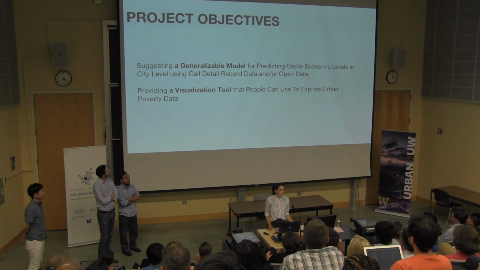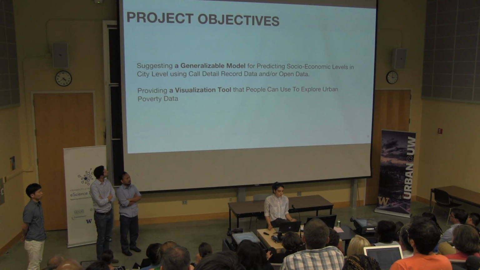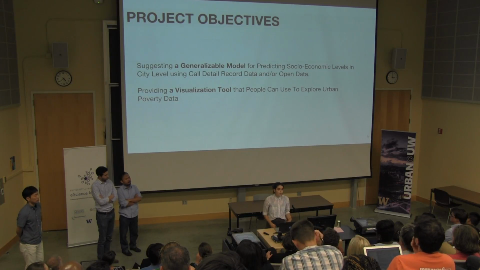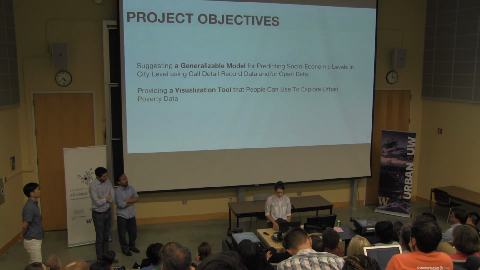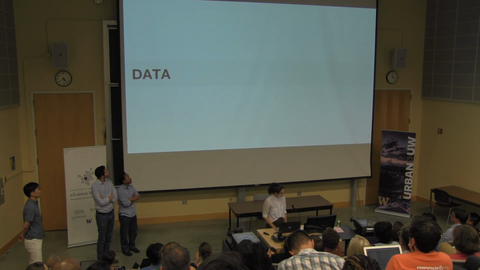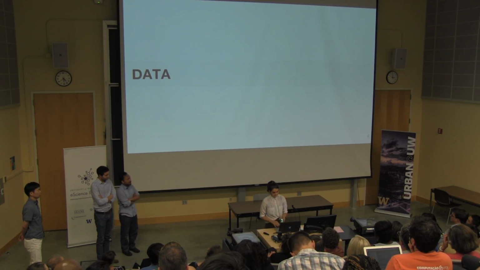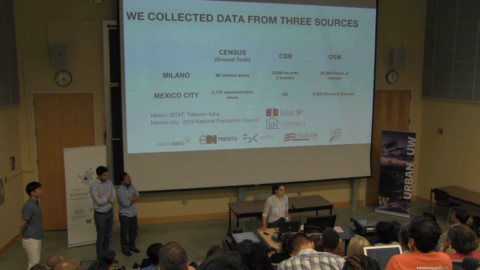Our second objective is to provide a visualization tool that people, NGOs, the UN, and our stakeholders can use to explore urban poverty data and predict deprivation. Okay, so I'm just going to go through quickly the data that we have.